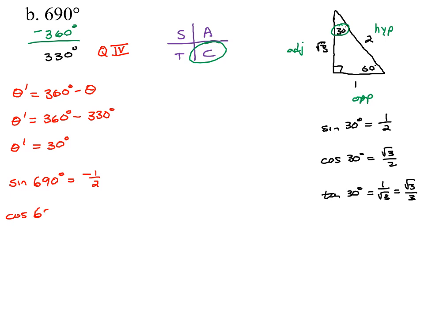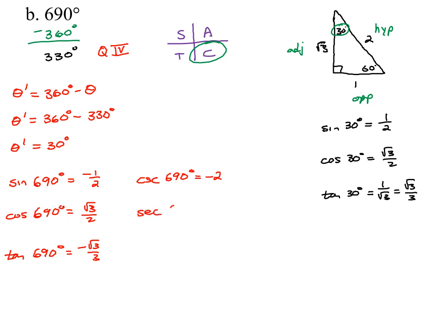Cosine is actually the same thing. It would be root 3 over 2. No negative, because of the quadrant. And tangent 690 has a negative in it. It'd be negative root 3 over 3. And then I flip each one of those over to get the other 3. So cosecant of 690 would be negative 2.